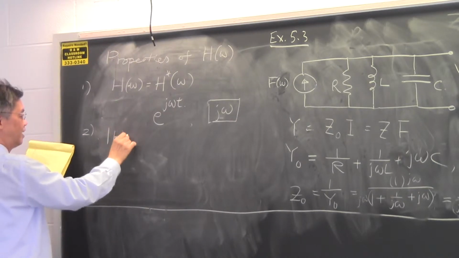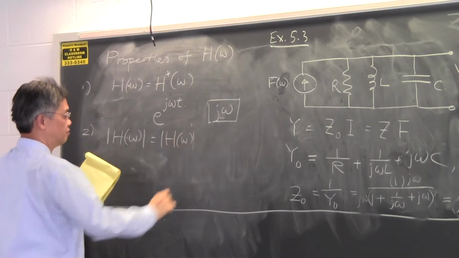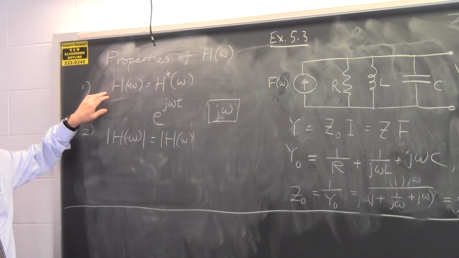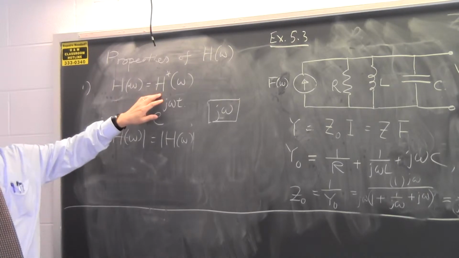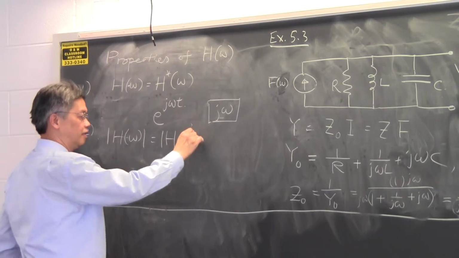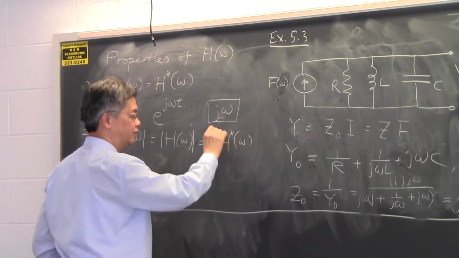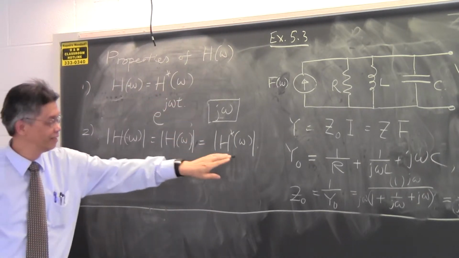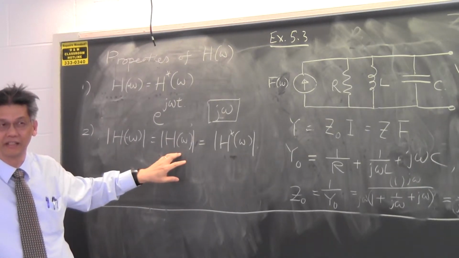Another thing is that the magnitude of H of minus omega is the magnitude of H of omega. This is true, right? This follows from that. If you take the magnitude of this, it's the same as taking the magnitude of the right-hand side, but the magnitude of a complex conjugation of a number is the same as the magnitude of itself. Why is the magnitude of this the same as the magnitude of that?